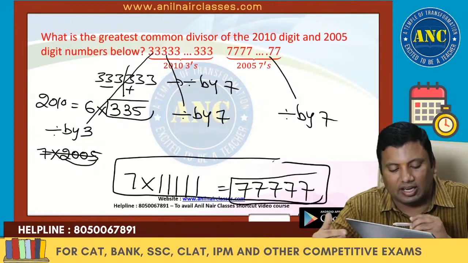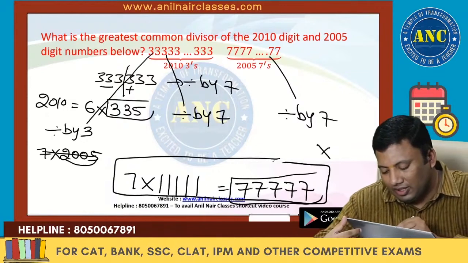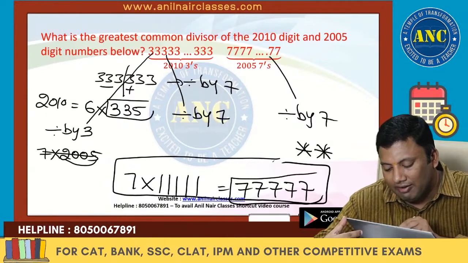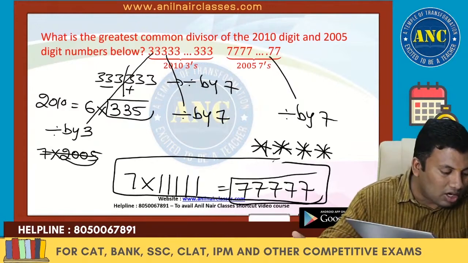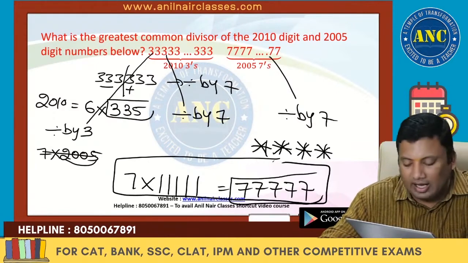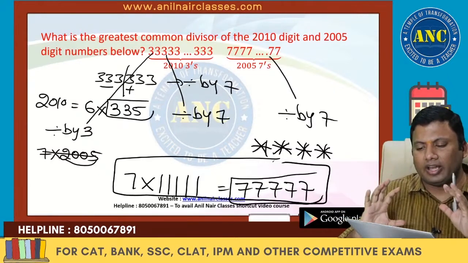So the answer is nothing but 7 into 5 ones. 7 into 5 ones, the answer is nothing but 5 sevens. I hope the idea is clear. Please do not take the answer as 5 ones. 5 ones anyway will come just by looking at it.